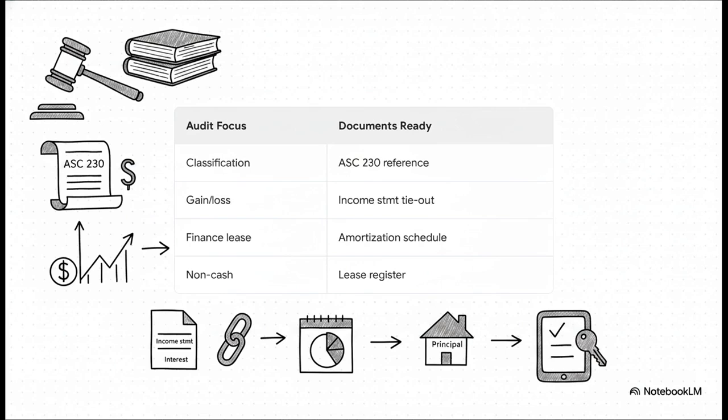For classifications, they're going to want a workpaper that explicitly references the specific ASC 230 sections. For any gain or loss removal, they fully expect a clean income statement tie-out to confirm that the full proceeds are sitting safely in investing. Got finance leases? You better have those amortization schedules printed out to show the exact mathematical split between principal and interest. And for non-cash completeness, just make sure your lease register is fully updated and good to go.